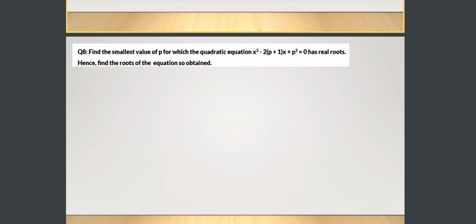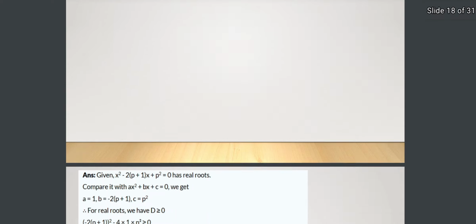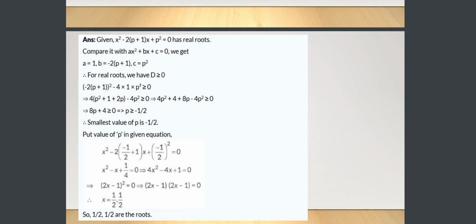Minus 2 into p plus 1, a equals to 1 and c equals to p square. So put the value in the formula, you will get what? Minimum value of p. When you put this in the formula, you will get p is greater than or equal to minus 1 by 2. Since you have to find the minimum value, you can write p equals to minus 1 by 2 is the minimum value that you have to find.